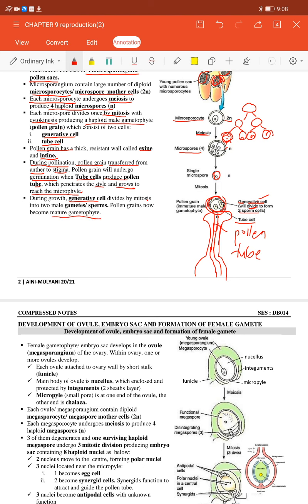So bila sahaja pollen grain yang mengandungi generative cell divides by mitosis and produce the 2 sperm cells, so yang pollen grain tu dikatakan sebagai mature gametophyte. So nanti the 2 sperm cell akan masuk melalui pollen tube yang dah dibina tadi sampailah ke ovary dan fertilize kat situ. Okay.